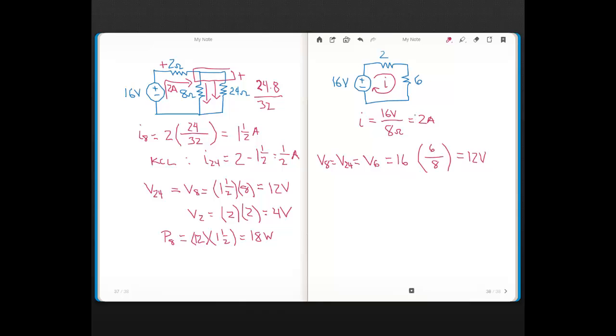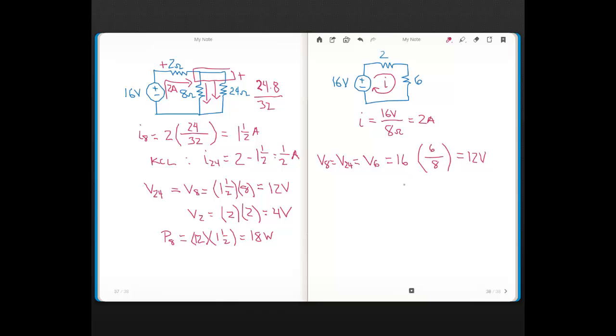Okay? And likewise, we could find the voltage across the 2 ohm here with voltage divider, or by KVL, right? By KVL, it's just 16 minus 12, which is 4. By voltage divider, it would be 16 times 2 over 8, which comes out to 4. So either way, you come out with the same answer.